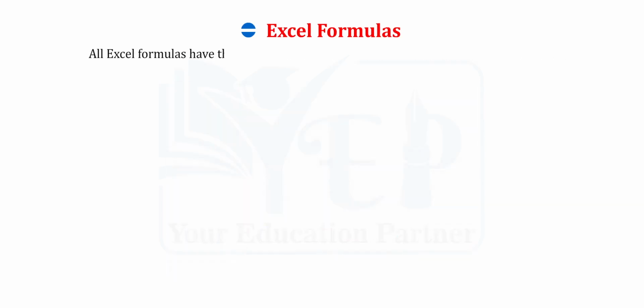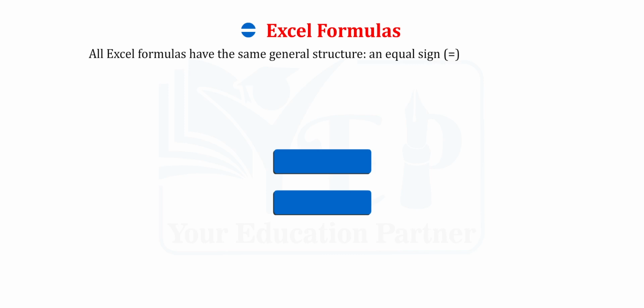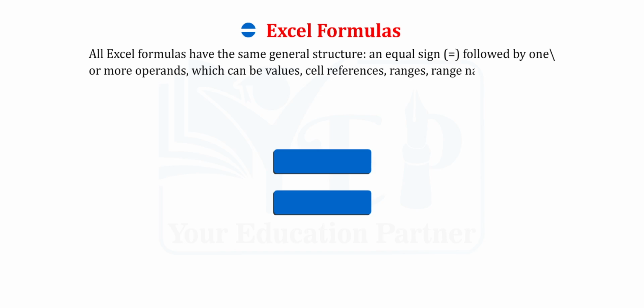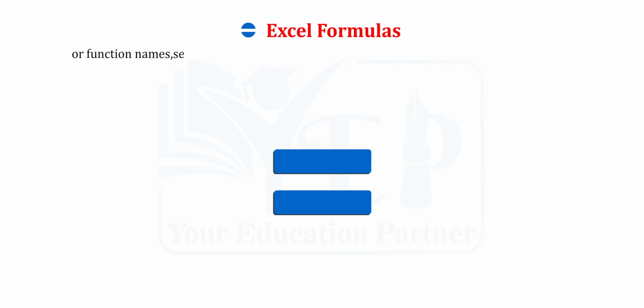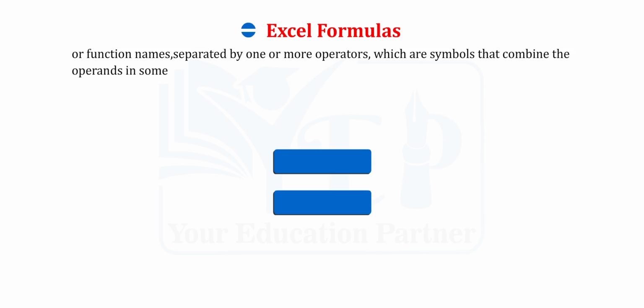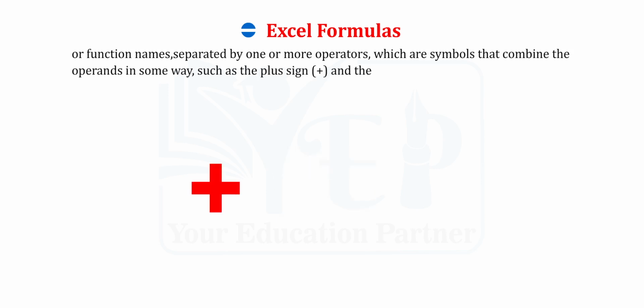All Excel formulas have the same general structure: an equal sign, followed by one or more operands, which can be values, cell references, ranges, range names, or function names, separated by one or more operators, which are symbols that combine the operands in some way, such as the plus sign and the greater than sign.